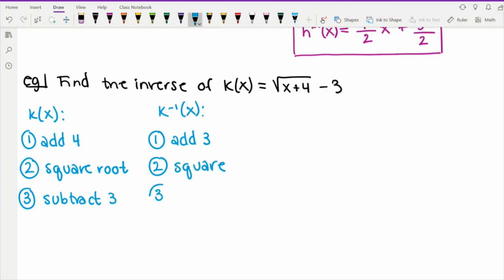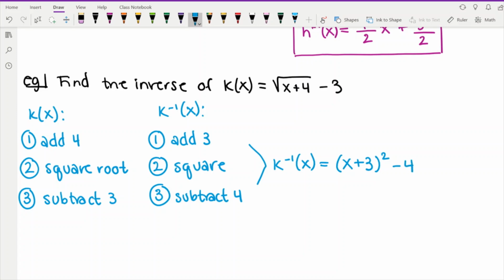And then we finally reverse the first step, which is instead of adding 4, we're going to subtract 4. And so we can put these together to write down our inverse function. So we want to take x, our input, and we're going to add 3, so x plus 3. We're then going to square that result, and then we're going to subtract 4.